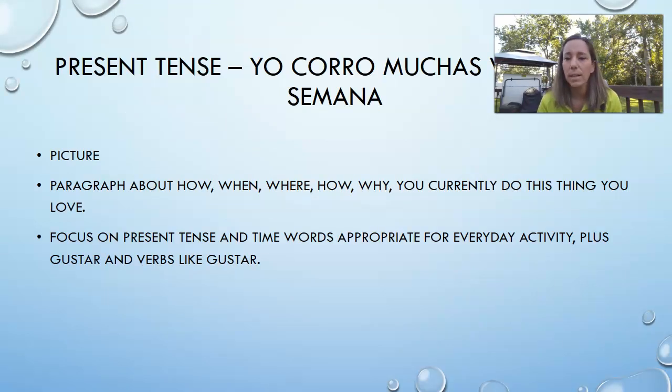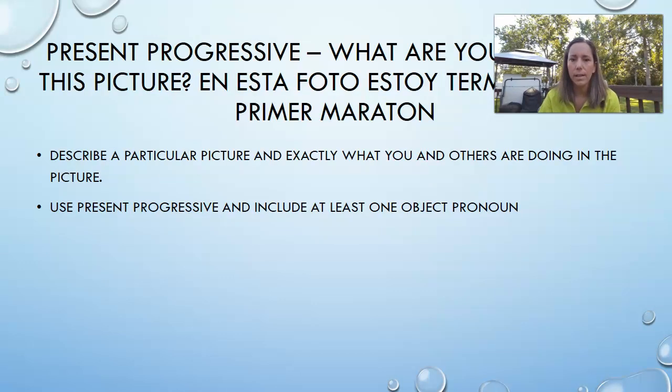So the first one is the present tense. For me, it would just be yo corro muchas veces a la semana. I run many times a week. Still, there's a picture of me. And then a paragraph, how, when, where, why you currently do this thing that you love. Focus on the present tense and time words appropriate for everyday activity. Plus, of course, you can use gusta and verbs like gustar, I encourage you to do that. So you'll have your picture, you'll have your paragraph. Focus on the present tense, how this thing and the role it plays in your life currently, and a word count at the end of your paragraph.